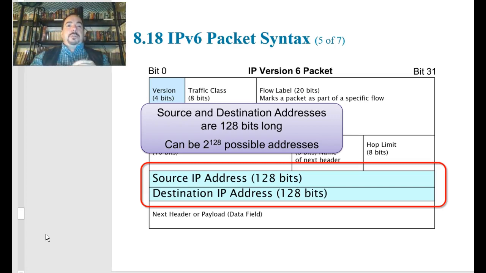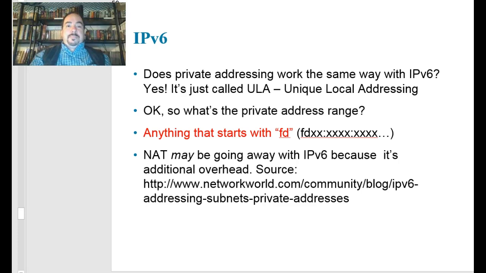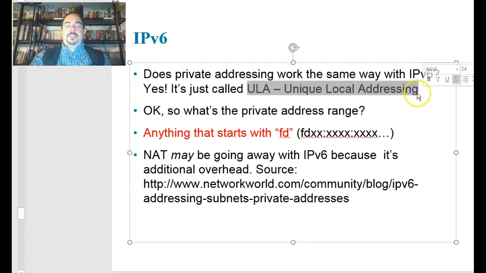So the 3 legal private address spaces are 10 net, 172.16, and 192.168. The question you should be asking yourself is, what's the equivalent in IPv6? I'll tell you, they actually made it a lot easier in IPv6. Anything that starts with FD is the private address space. They don't call it private addressing, they call it ULA, unique local addressing, which is stupid. But any address that starts with FD is going to be private address space, and again, you can't conflict with anything that's on the internet.